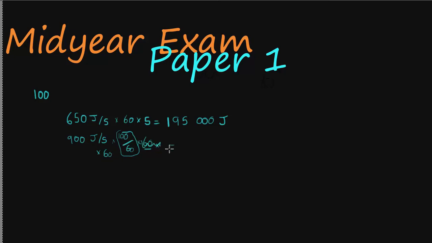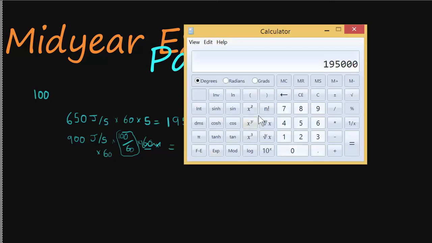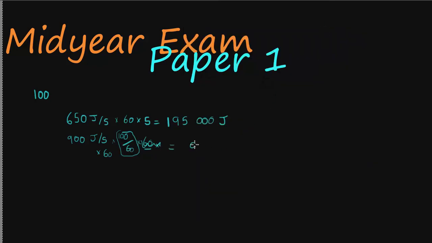So what do I get? 900 times 60 gives me 54,000 joules per minute. And how many minutes am I running it to pump 100 liters? Times 100 divided by 60, and that gives me 90,000 joules. So we can already see that this bigger motor uses less energy per minute.